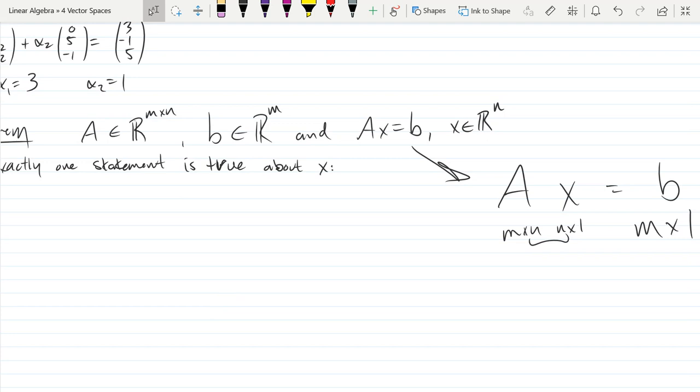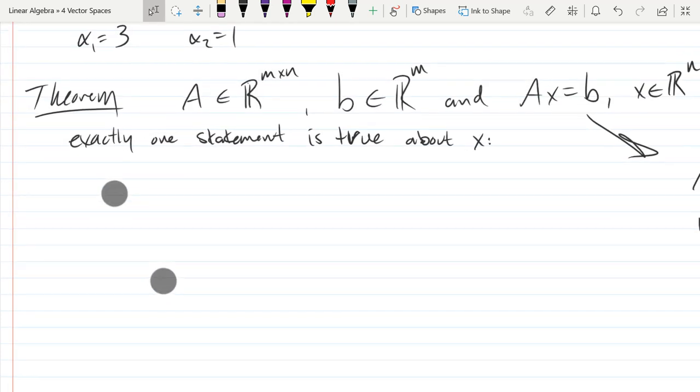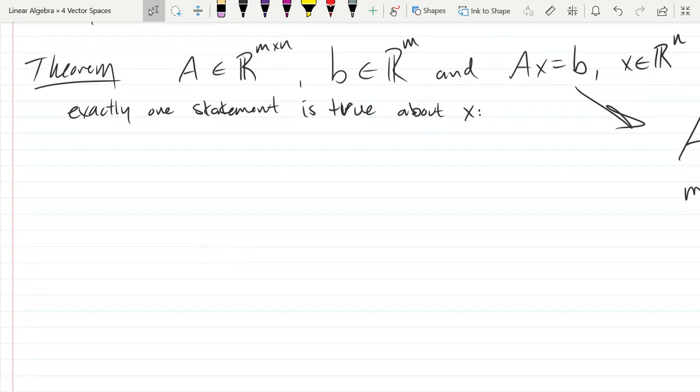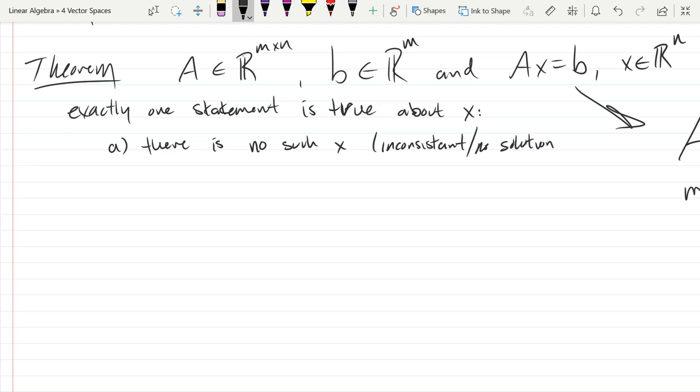All right, so let's get back to the theorem now. So one statement will be true about X. And the first one that could be true, there is no such X. So that's also known as inconsistent, or no solution. So second possibility, there is a unique solution. And third possibility, there are infinite solutions.